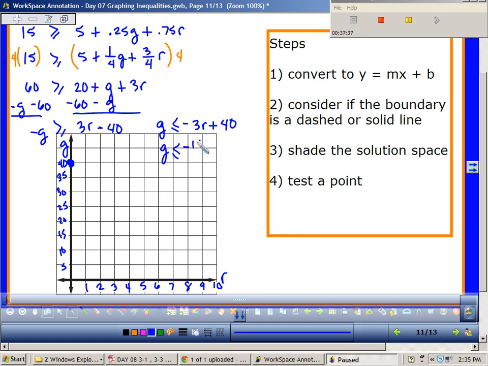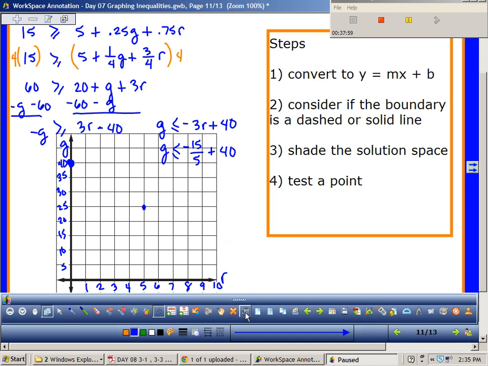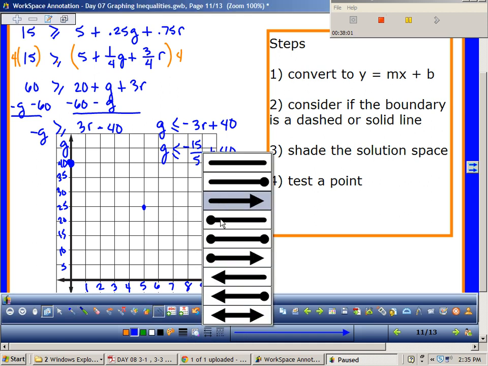Couldn't I also write this? Isn't negative 15 over 5 negative 3? Now I'm counting by 5. Right? Doesn't that make more sense? So if I were to go down 15, 5, 10, 15, and over 5, 1, 2, 3, 4, 5. There's my line. It's less than or equal to, so it's got to be solid.